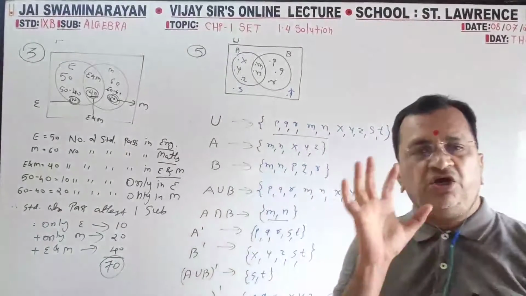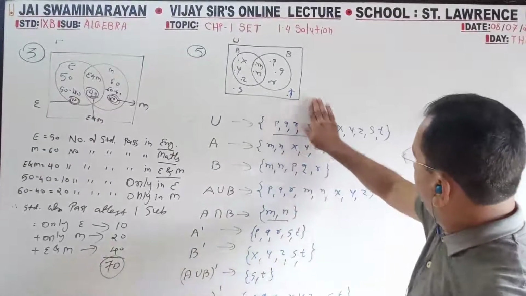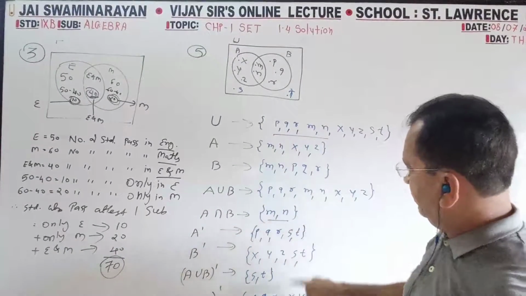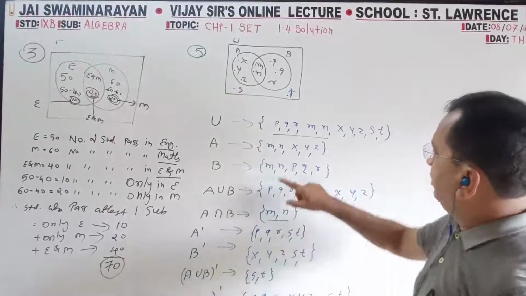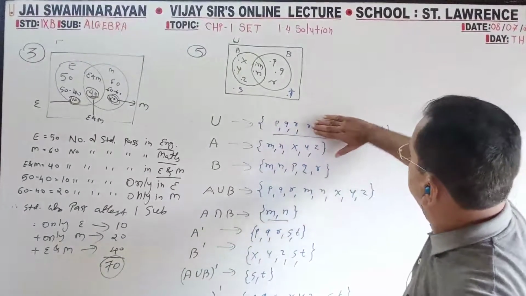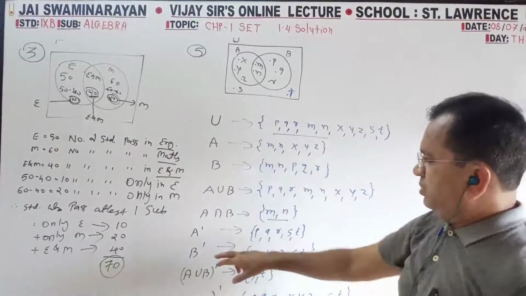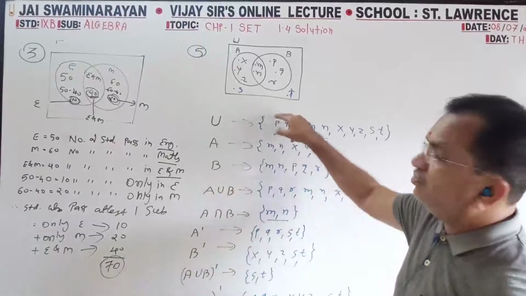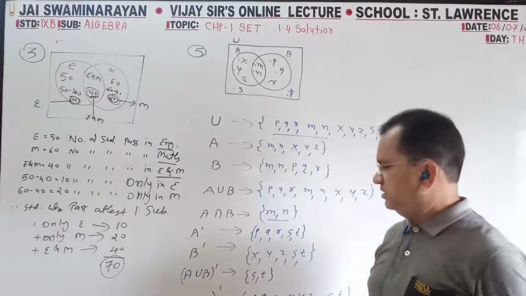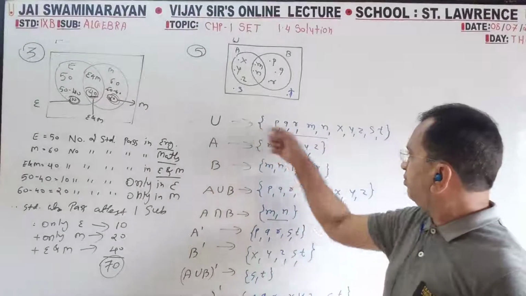What is the meaning of complement? Again I am explaining. This part you have to remove. So rest is complement. A complement means full A you have to remove from this. This much remove. So this and this. B complement means B you have to minus from universal. Union complement means union you have to minus from this.